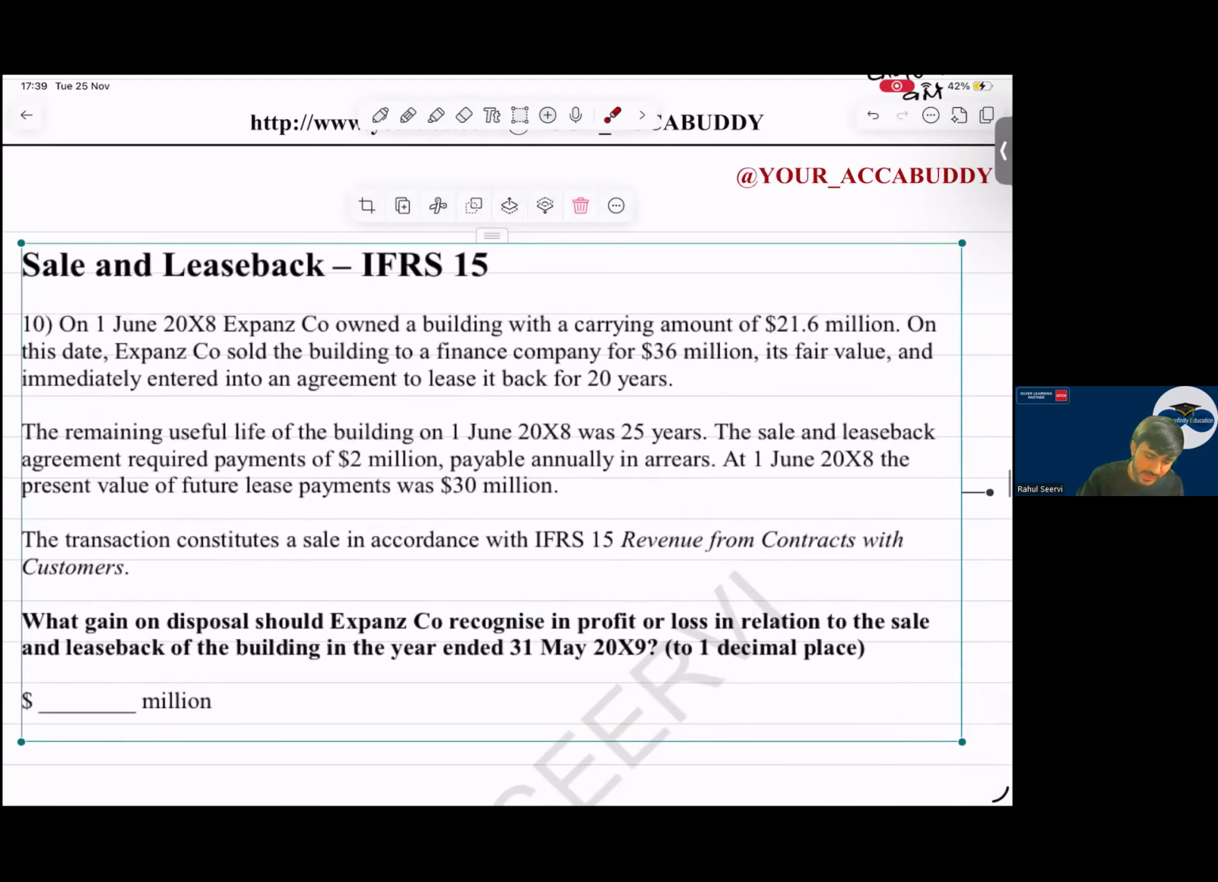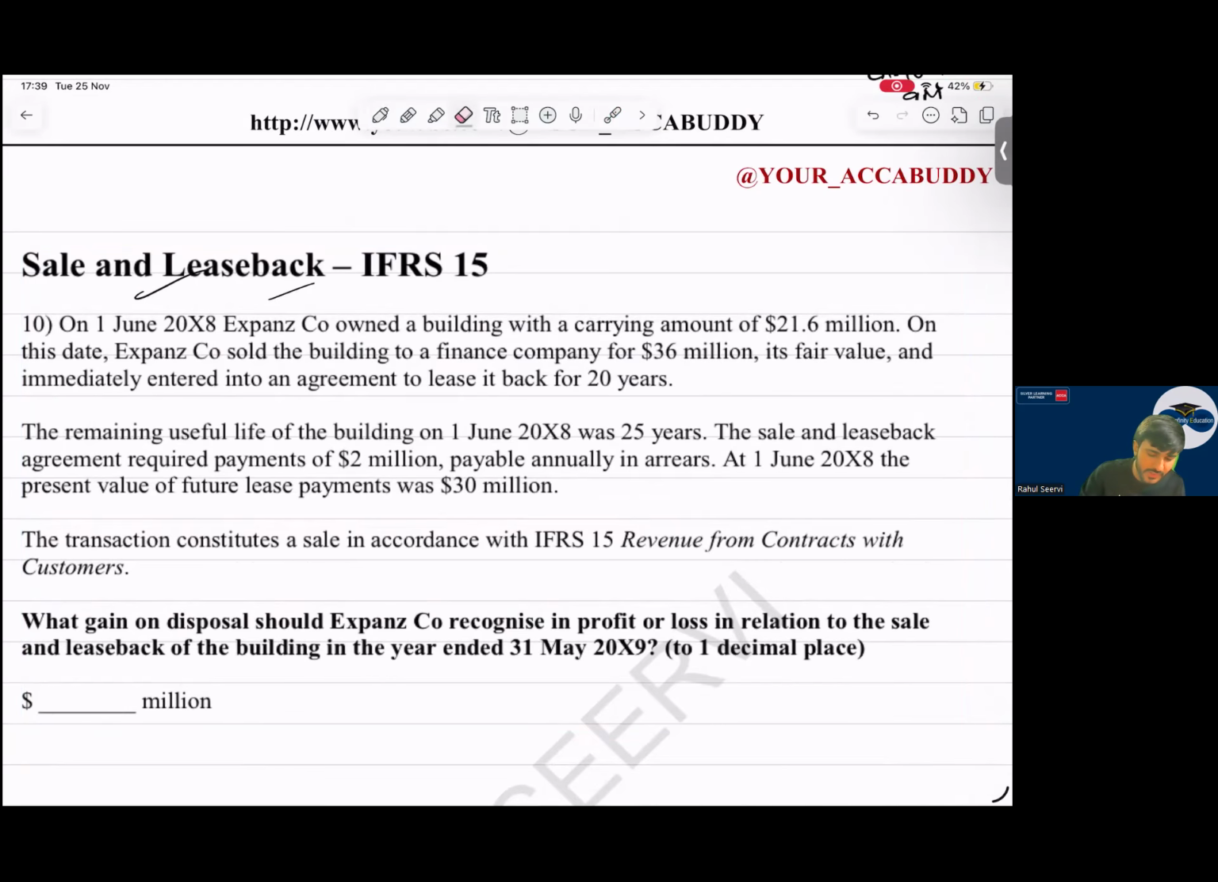The next question is regarding sale and leaseback and IFRS 15. Sir, you mentioned in the class that it is an important question, a favorite question of the examiner. So sale and leaseback. What did we learn in sale and leaseback? If control is transferred as per IFRS 15, performance obligation is satisfied, then we will do sale and leaseback.